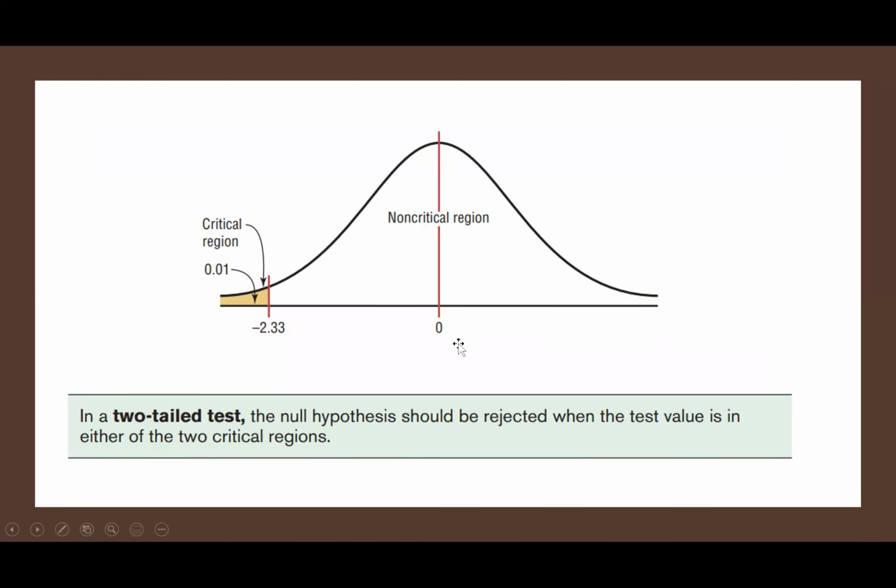So you can see in this Gaussian curve, the normal distribution curve, this is the non-critical region. Non-critical region means non-rejection region. And this is called the critical region, which means the rejection region. In a two-tailed test, the null hypothesis should be rejected when the test value is in either of the two critical regions. When the test value falls in the critical region, then we will reject the null hypothesis. This area is the acceptance region, the non-rejection region.